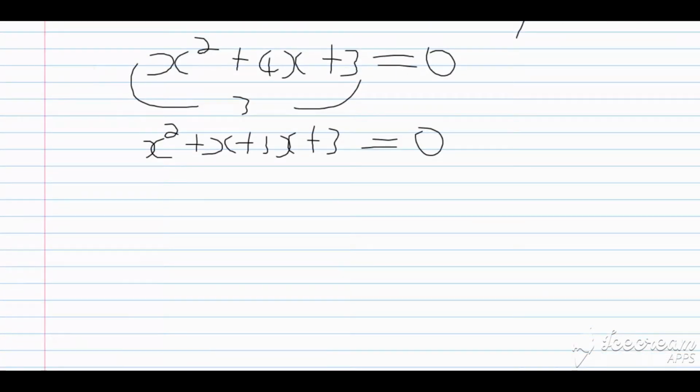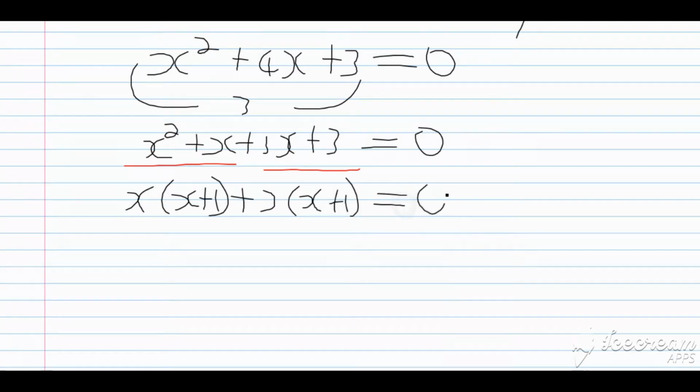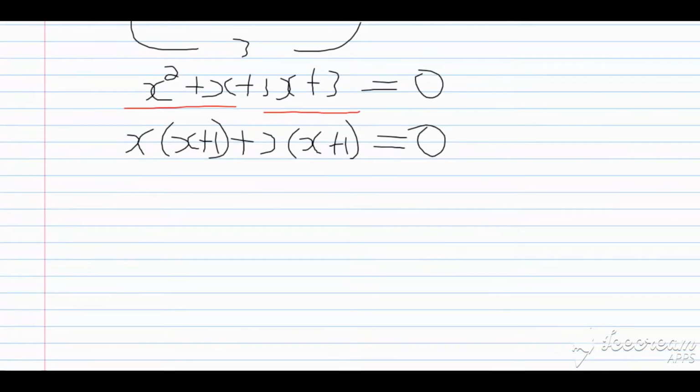All right, breaking this down, I can pair these two and I can pair those two. All right, here we have x being common. So if I factor that out, I'm going to have x plus 1. In the second pair, we have 3 common. So if we factor that out, we're going to have x plus 1 equals 0. All right, so this is going to become x plus 3 times x plus 1 equals 0.